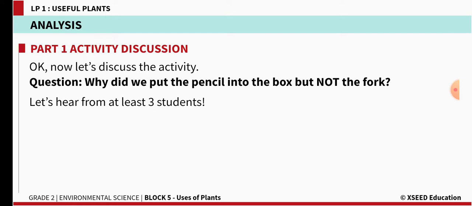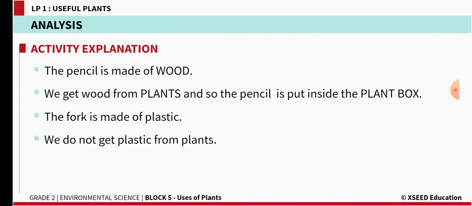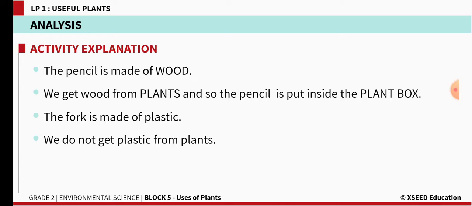See this question, children. Why did we put the pencil into the box but not the fork? So pencil, why did it go to that plant cover, children? Because the wooden part of the pencil, the wood for making the pencil, we get from the plants. Fork or the spoon, they are made up of metal. They are not from the plant. That is why we did not keep them in the plant cover. Yes, children, that's what the answer is here.